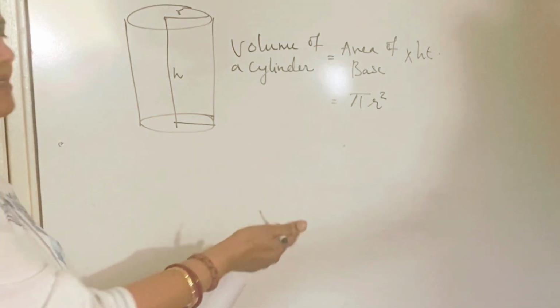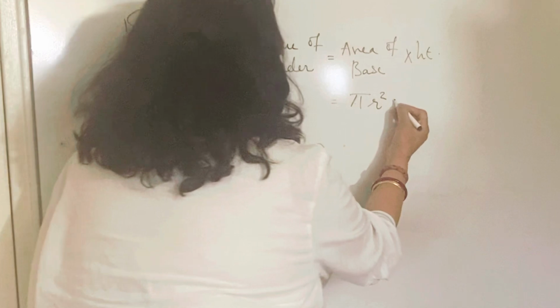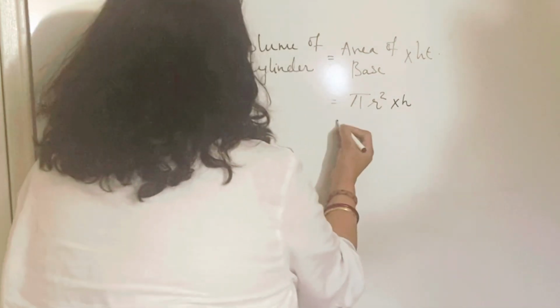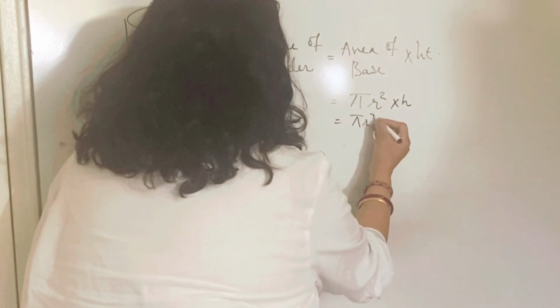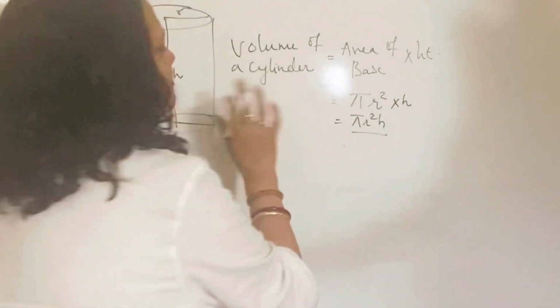So r times r is r square. So the area of the base times the height, which is our h here, is equal to pi r square h. That is the volume of the cylinder.